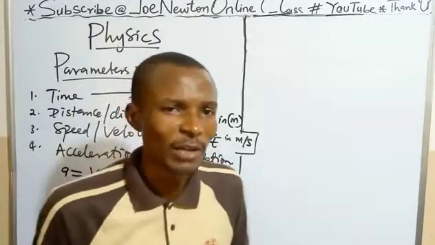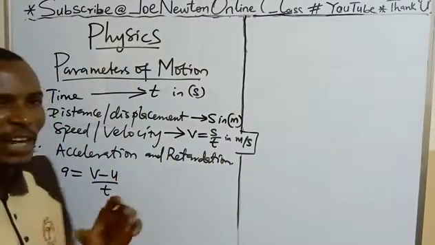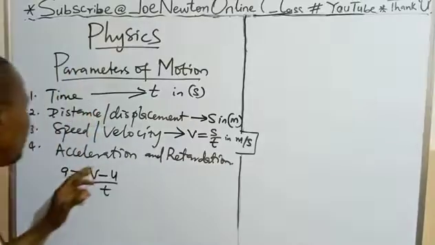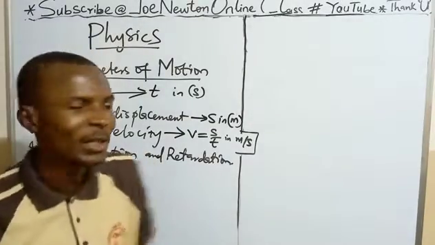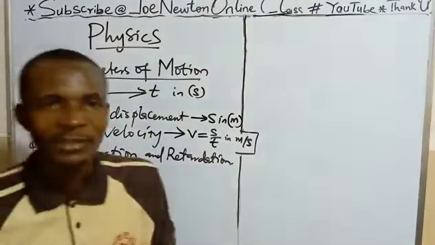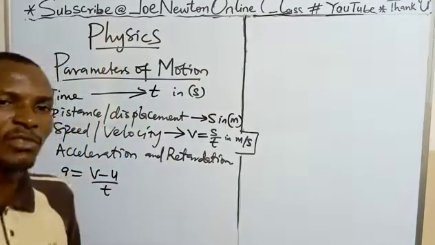What does that v and u stand for? U stands for the initial velocity of the body, while v stands for the final velocity of the body. Then t stands for the time taken. That is where you get the word, the increase in velocity.